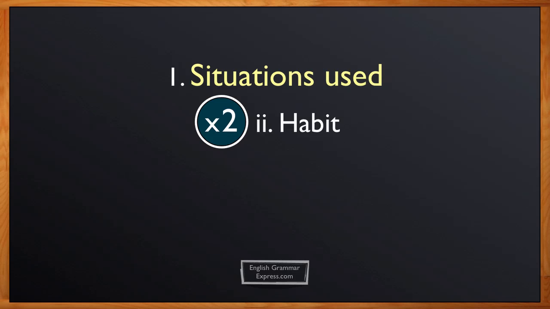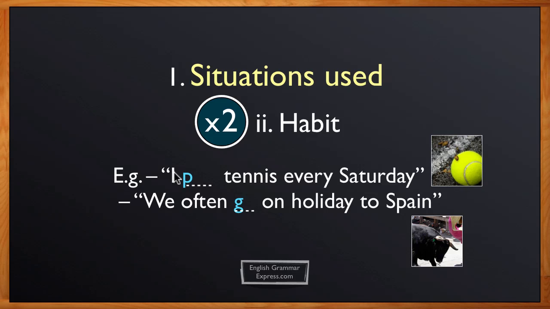Now, the second way we use present simple is for habit. And again, two examples. First one is I play tennis every Saturday. And the second one is we often go on holiday to Spain. Now, do notice that both sentences have time expressions. In the first, it's every Saturday, and in the second, it's often.